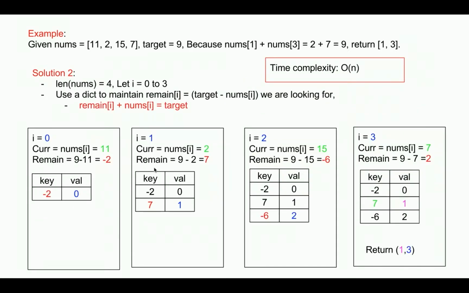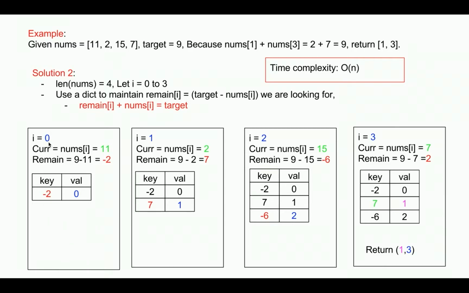So here comes solution 2. We will use a dictionary to maintain the remaining value, which equals target minus nums[i]. This is the value we are looking for. When we find any of these values, then we find the answer. So here's an example. We will iterate through the numbers. The length of the array is 4, so we will iterate through 0, 1, 2, 3.